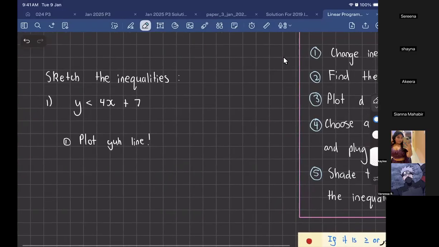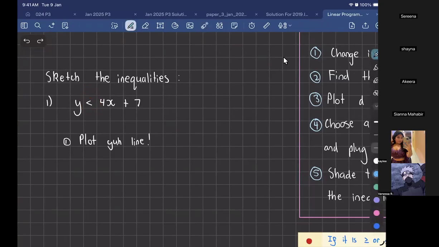So they want us to sketch the inequality. Y is what? What does this sign mean, guys? Talk to me. Less than. Right. Y is less than 4x plus 7. And they want us to plot the line.